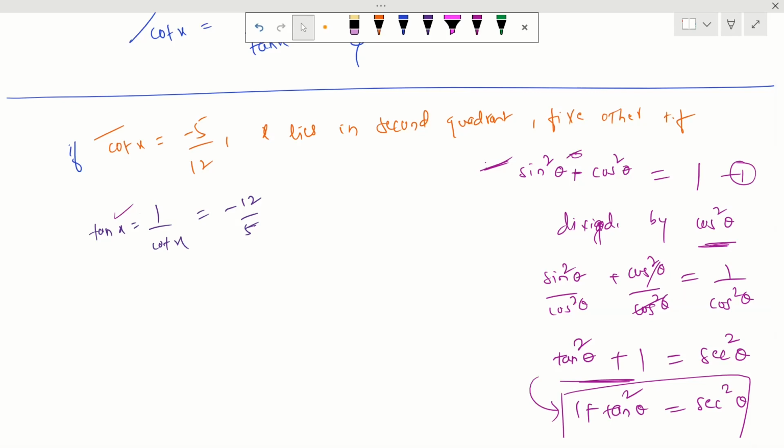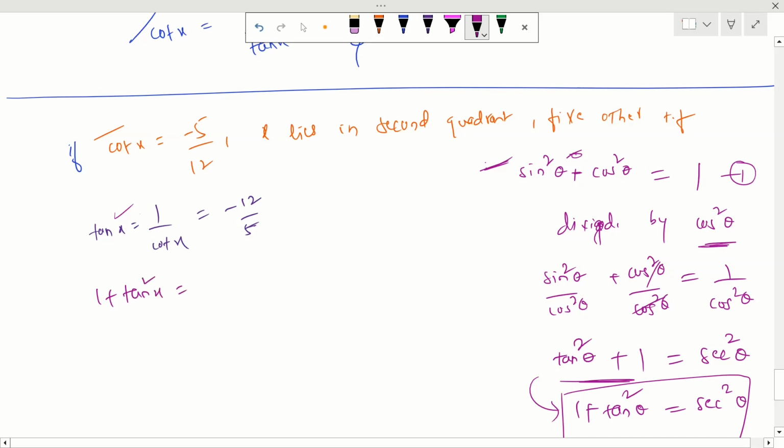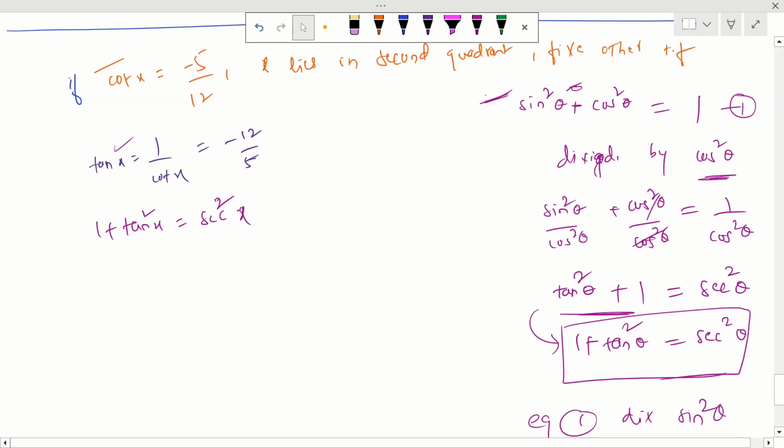Just now we have to call this formula. Okay, now we can call the formula. 1 plus tan square x is what? Secant square x, according to this formula, right? Here the value of tan x we know. 1 plus minus 12 by 5 squared is the secant square x.